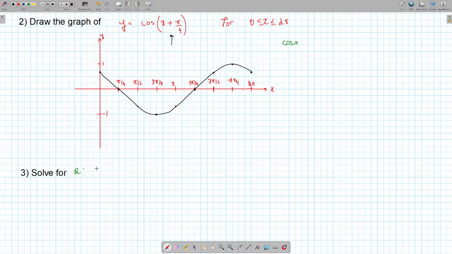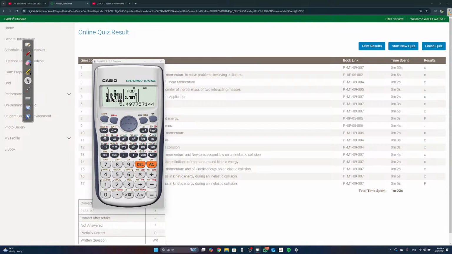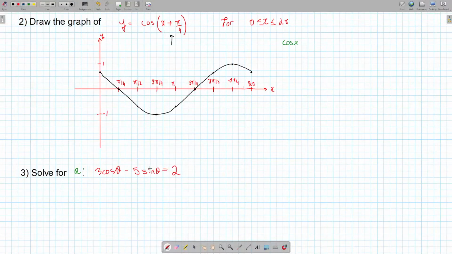3 cosine theta minus 5 sine theta is equal to 2. Let me show you how you actually do it. Someone is going to see this because honestly in the past papers I didn't see a question like this. I don't remember seeing cosine and sine together in this way. Maybe I'm wrong.